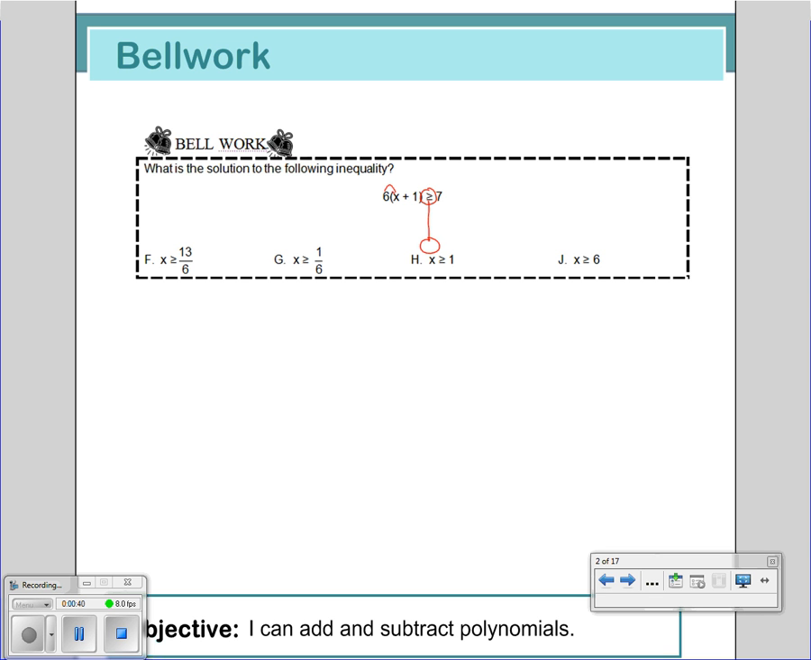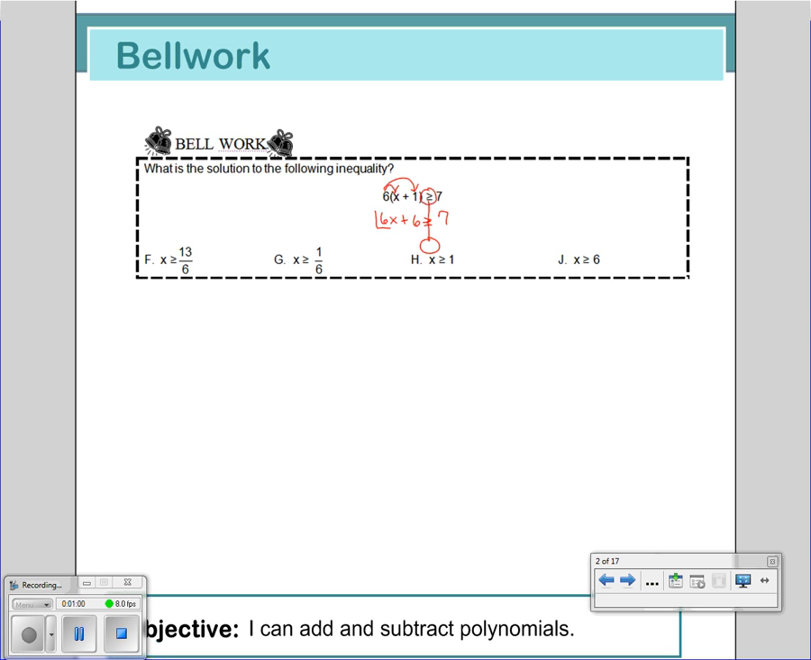But let's distribute first. So we're going to distribute everything inside, so 6 times x is 6x, plus we also have 6 times 1, that is 6. Haven't done any division, so we're going to keep our inequality the same. It's greater than or equal to 7. Now we're going to continue on.